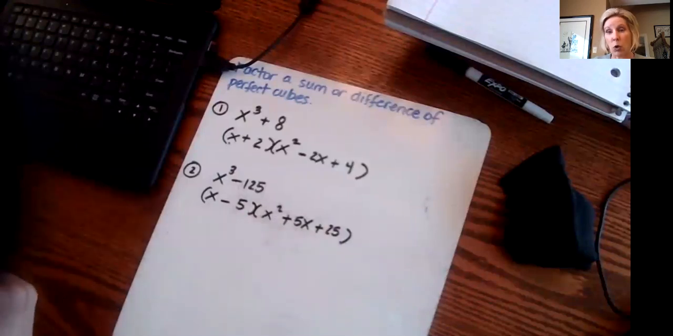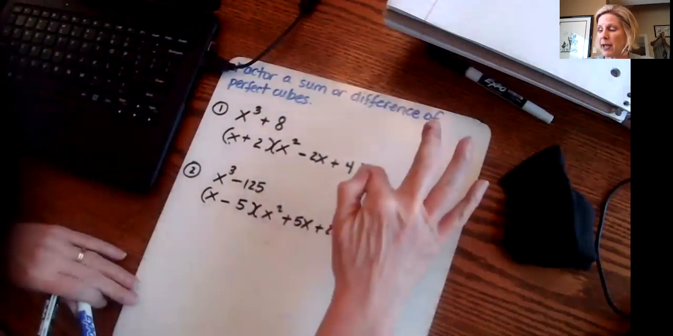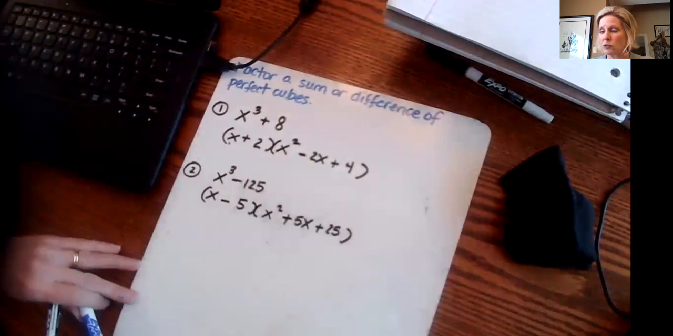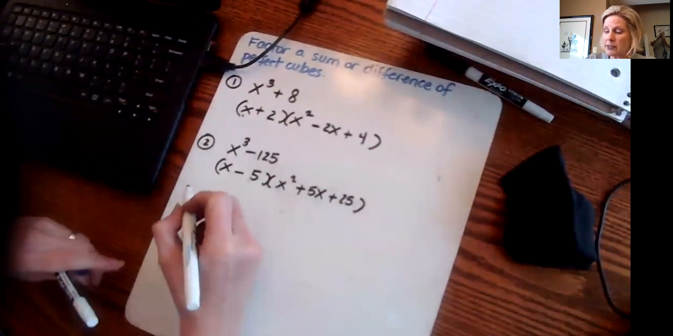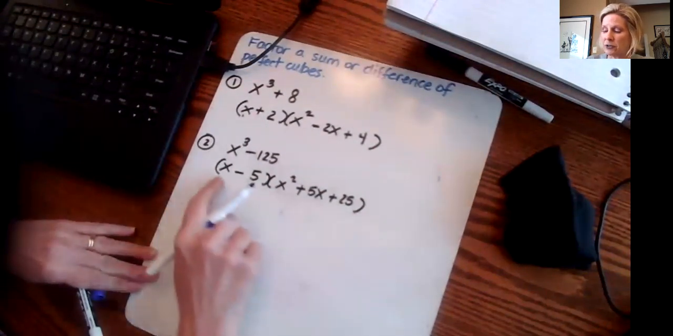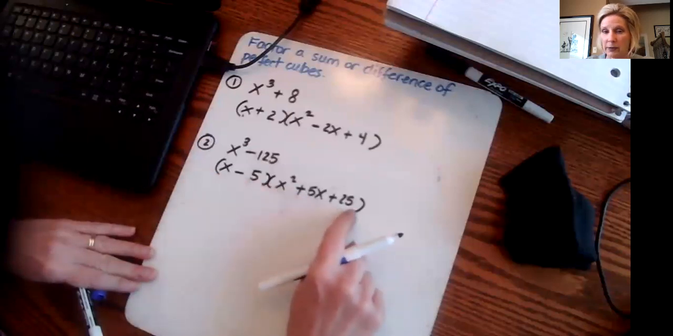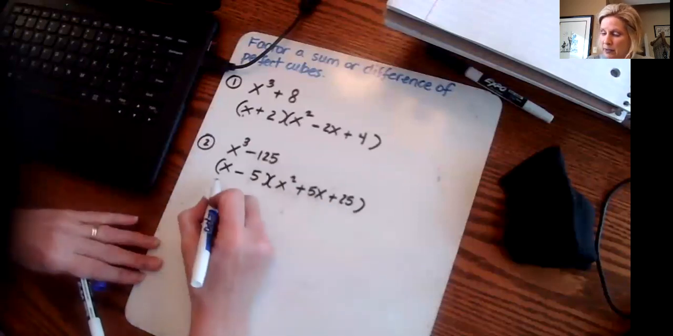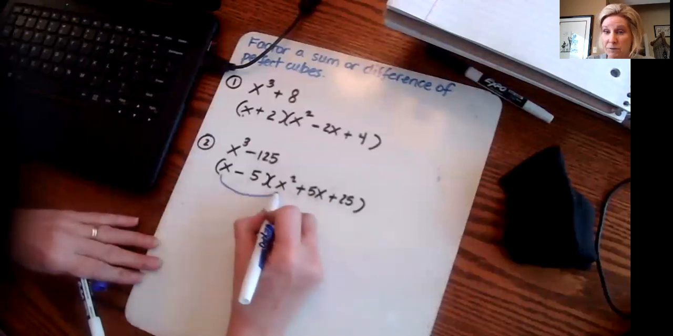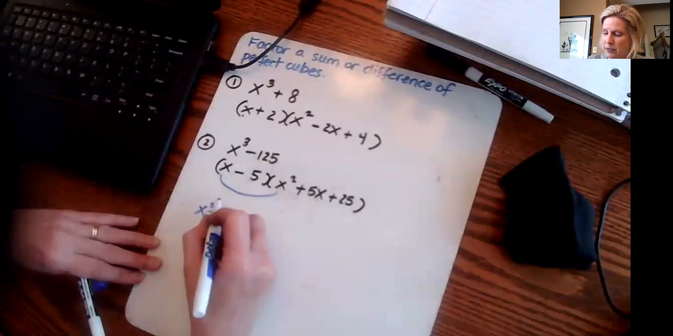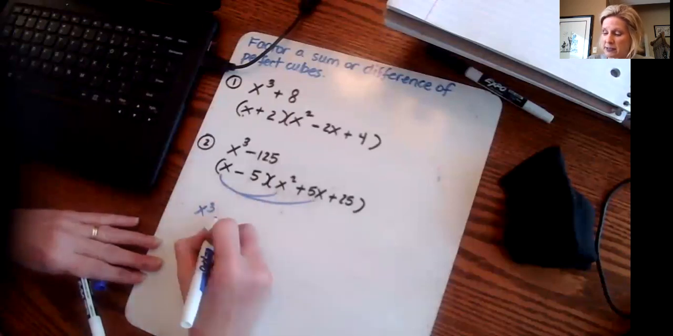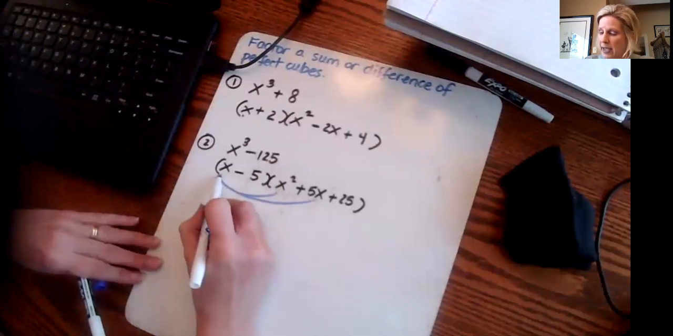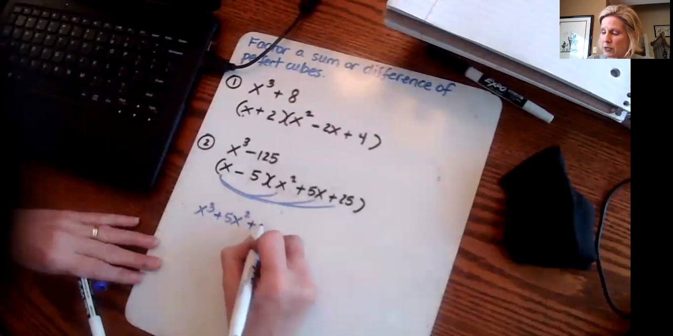So why does this work? Well, let's multiply out one of the two. Let's multiply out this one because I've got the room to do so on the board. Remember, if I'm going to multiply this out, I do x times 1, 2, 3, and then I do negative 5 times 1, 2, 3. So let's watch that happen. x times first is x cubed. x times second is plus 5x squared. x times third is plus 25x.